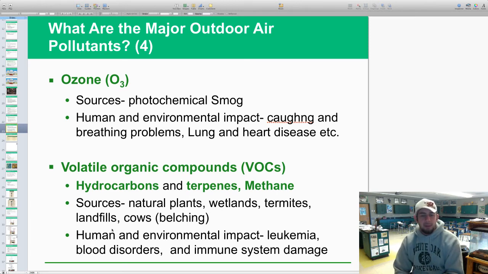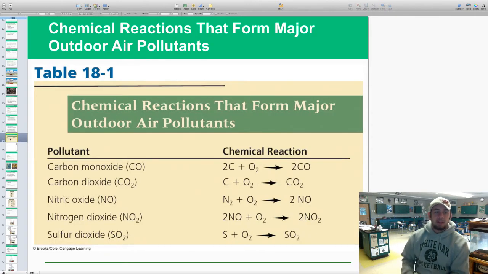And the human and environmental impacts can be even leukemia, blood disorders, and immune system damage. So who knew that nature could have some sort of large negative impact on us just by itself without our help? And then let's take a look at the chemical reactions.